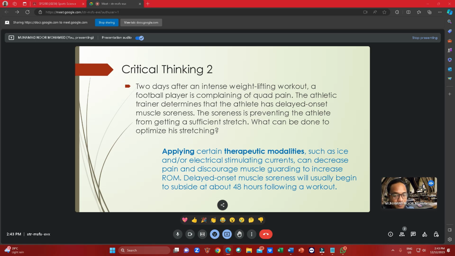They can use ice, they can use electrotherapy, they can even use heat. So it can decrease pain and discourage muscle guarding, increasing range of motion. DOMS most of the time begins to subside after 2 days. However, with proper stretching and a cooling down process, especially by using PNF, we can further reduce the effect of DOMS at the earliest stage. So they are not going to feel as much pain as without that kind of exercise.